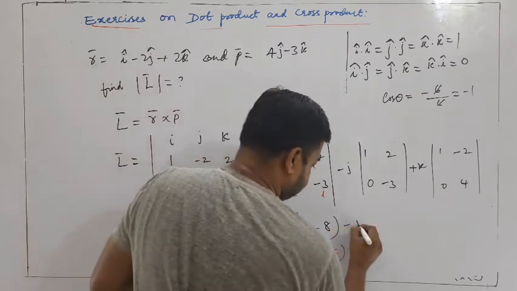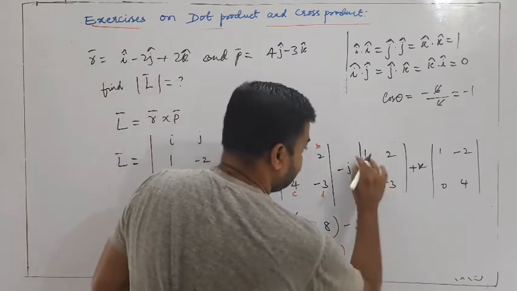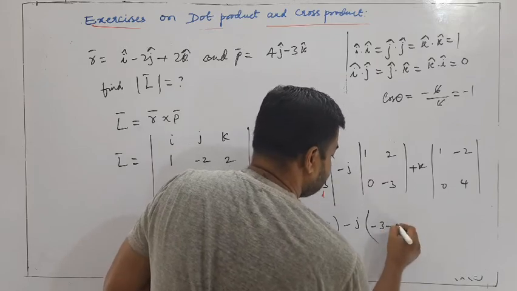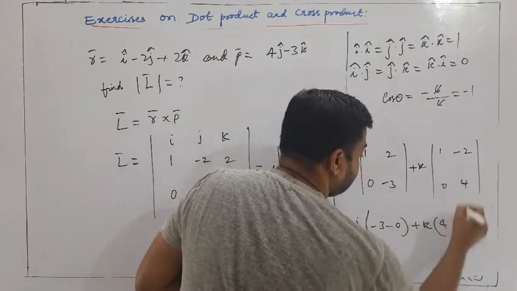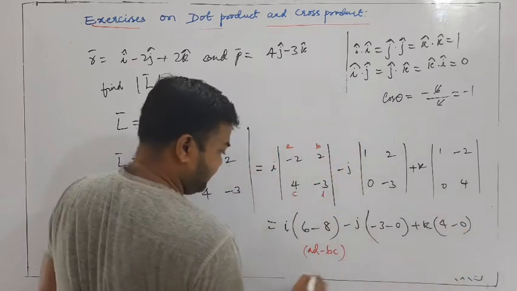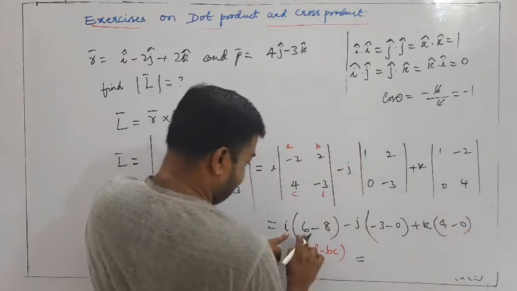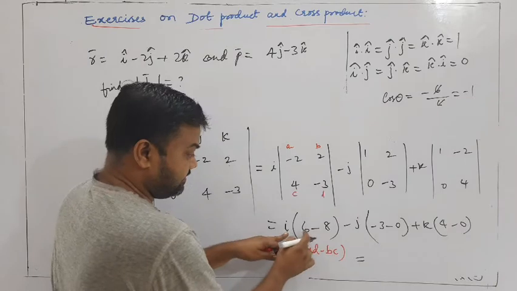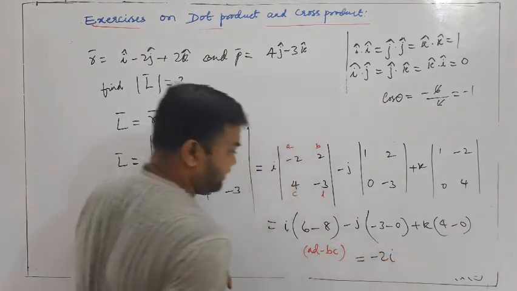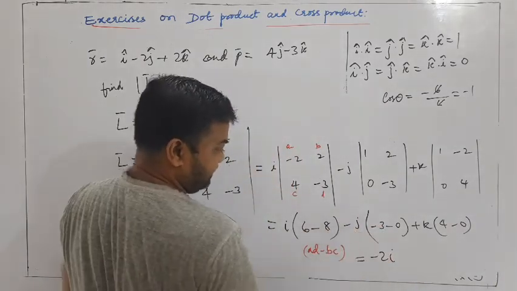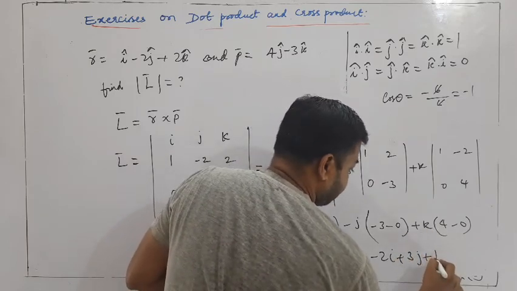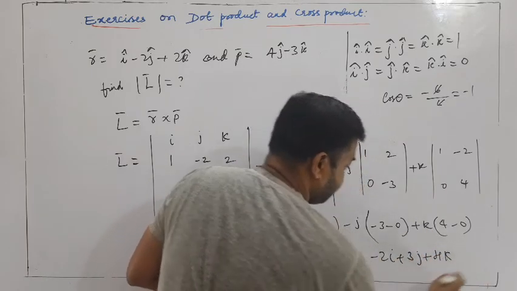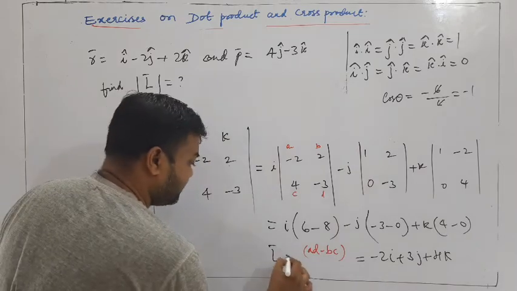Minus j, 1 into -3 minus 0, plus k into 1 into 4 minus 0. Finally, what you will get? 6 minus 8 is -2i, minus 3j plus 3j... plus 4k. Like this we have to find out L bar.